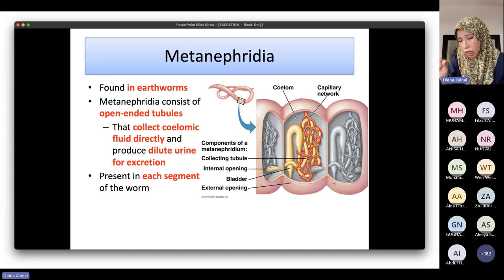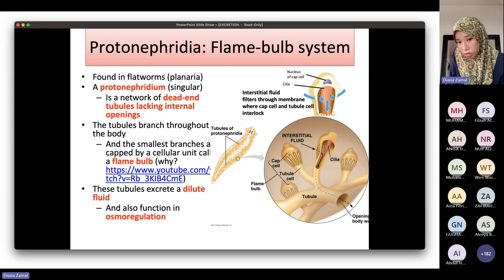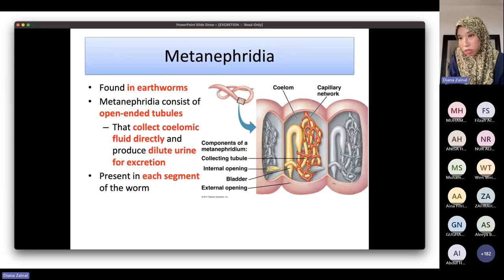So kan kita, the earthworm is segmented kan. But if you look at the flatworm, they don't have segments. Okay, but for the earthworm, they have segments, and every segment has the component of the metanephridium, which is responsible to produce the urine.